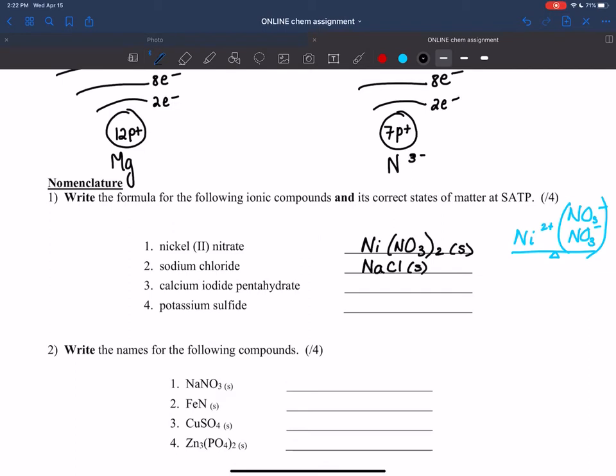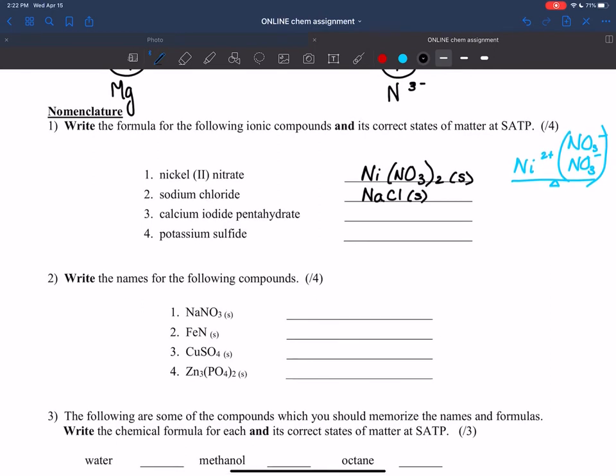NaCl, all ionic compounds at room temperature or SATP are going to be solids. Calcium iodide pentahydrate. So I have calcium and iodine. And you can say, okay, calcium is 2 plus, iodine is 1 negative. So I'm gonna need CaI2 and then pentahydrate. So I need 5 waters. And then again, it's a solid, so I'm gonna put a solid after it. And then potassium sulfide, K and S. Again, K is +1, S is 2 negative. So I'm gonna need K2S with a solid on the outside.